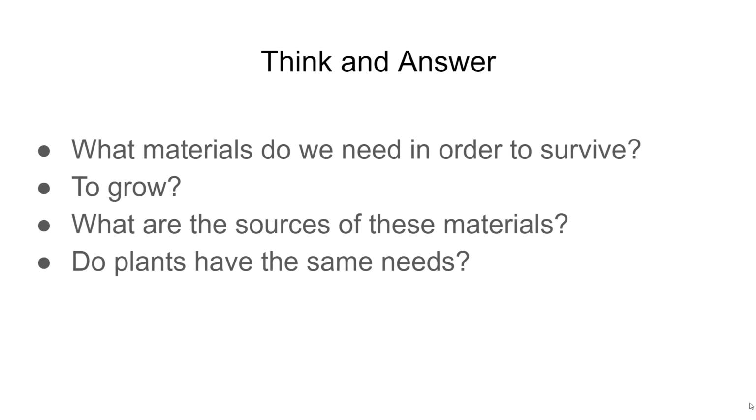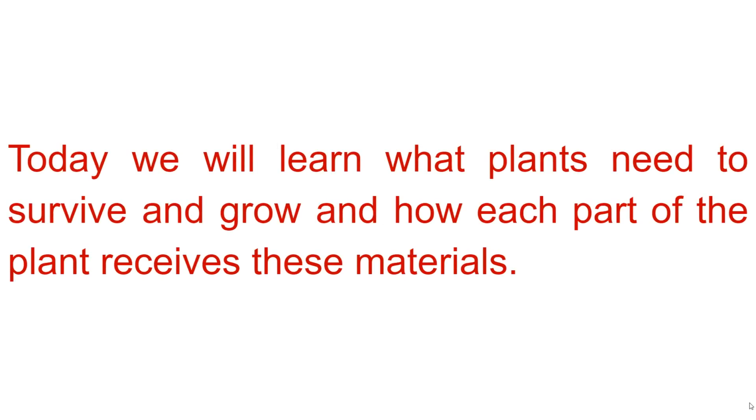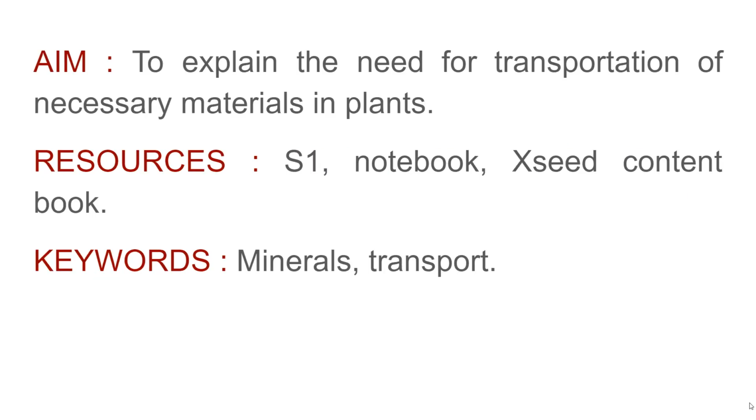We need oxygen, water, and food to survive. We get oxygen from the air surrounding us, water from our environment, and food from plants and animals. Plants have different needs than us. So today we will learn what plants need to survive and grow and how each part of the plant receives these materials. Our aim today is to explain the need for transportation of necessary materials in plants.